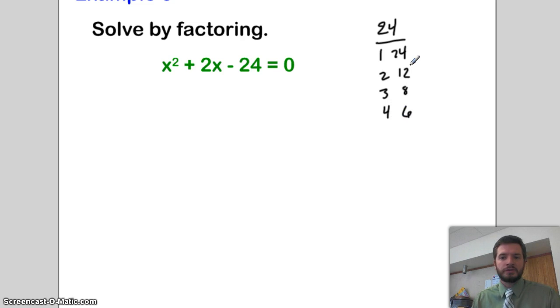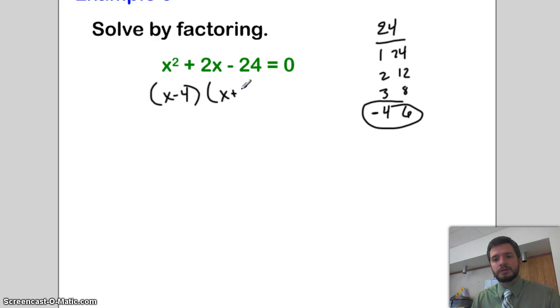Now be careful here because I've got 4 and 6. It's going to add up, but again, this middle term is very important when you're talking about 24. In this case, 4 and 6 are the ones I can get to add up to 2, and I have to make it a negative 4 to do that. So these are my factors. I'll go straight to my answer: x minus 4 times x plus 6 equals 0.